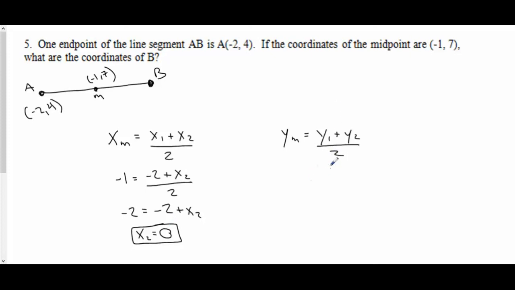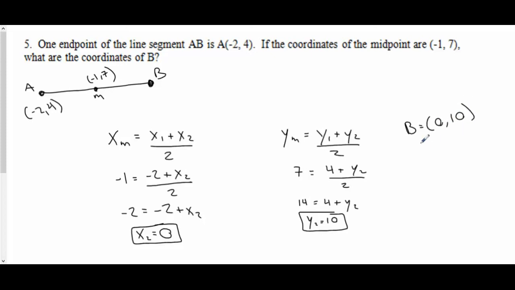And we do the exact same thing with y. So y coordinate of the midpoint is 7, and it's an average of 4 and this other number, which we don't know. So same thing, I'm going to multiply by 2, so I have 14 is 4 plus y2. Right, if 4 plus y2 is 14, then what's missing there is 10. So y2 is 10. So that means B is going to be equal to 0 and 10. Right, those will be the coordinates.